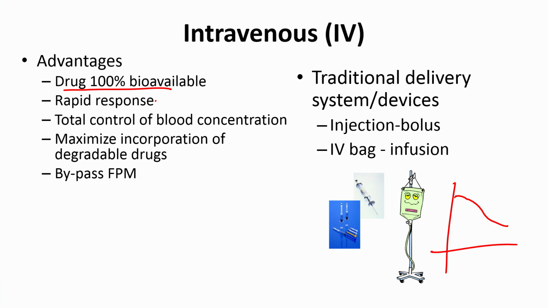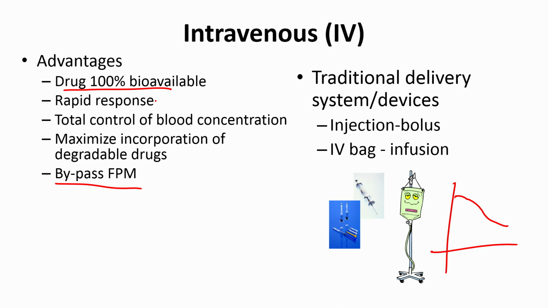You then also maximize the incorporation of degradable drugs. What that means is whatever drug you are injecting is immediately getting incorporated into the blood system, whether it is degradable or not. Going back to the point that if you inject it intramuscularly or subcutaneously, it might start to degrade even at that site, and again you do not know how much concentration in the blood you are going to get. And since not everything is going to pass through the liver, you bypass the first pass metabolism. And here are just some examples.